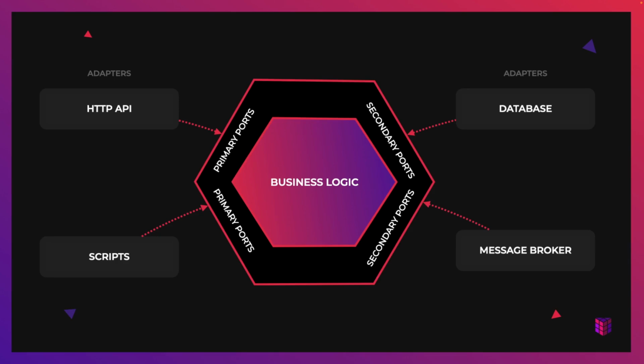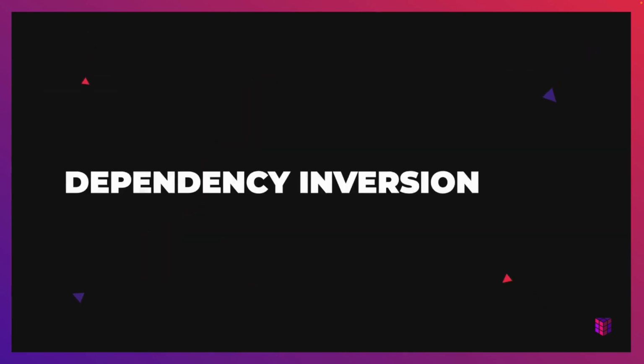This architecture revolves around the idea of dependency inversion, which means that high-level modules, such as the core module, should not depend on low-level modules, such as those external concerns. Instead, both should depend on abstractions known as ports. This inversion of dependencies enables the core to remain independent and isolated from external systems, making it easier to test, maintain, and adapt the application.